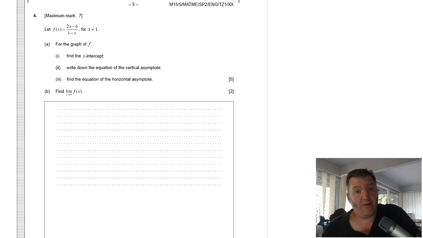IBSL Maths, going through the May 2015 exam papers. This is question 4 from paper 2, time zone 1. We have a reciprocal function here. Let's see how we go.